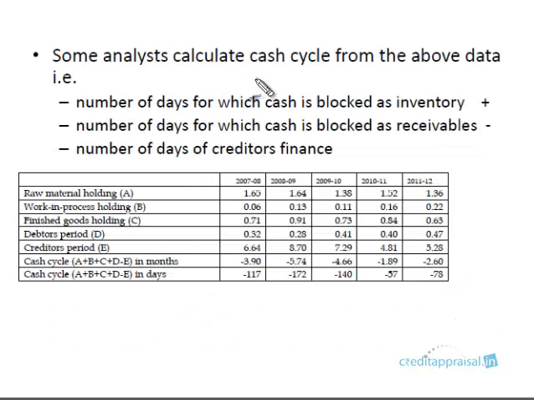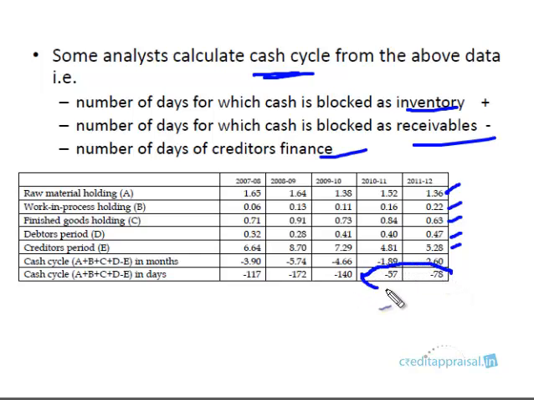Now, some analysts also calculate what is known as a cash cycle. From this data we can calculate the cash cycle. Basically, it means the number of days for which cash is blocked as inventory, plus the number of days for which cash is blocked as receivables, minus the creditors finance. You can do that calculation, using the same figures which we already calculated. You're going to end up with figures like this for the last years, and this is the cash cycle. So what the cash cycle means is the number of days for which cash is blocked. You're getting negative here because creditors is very high for this period.